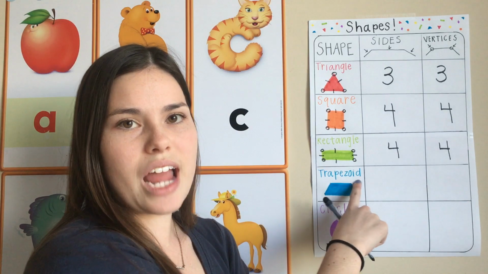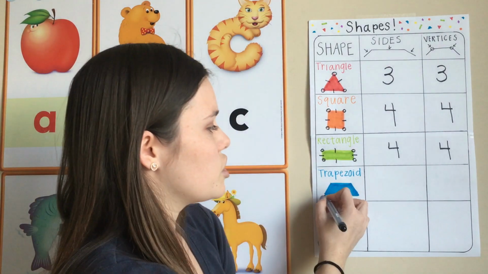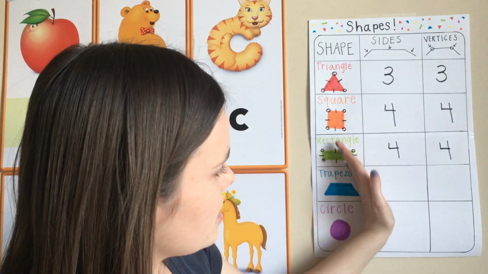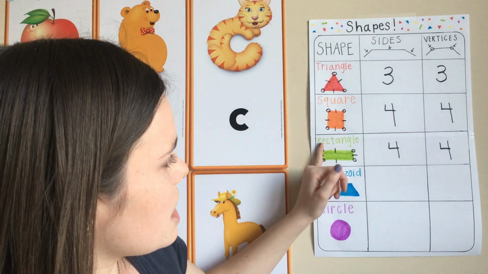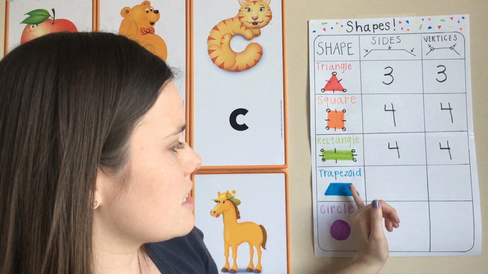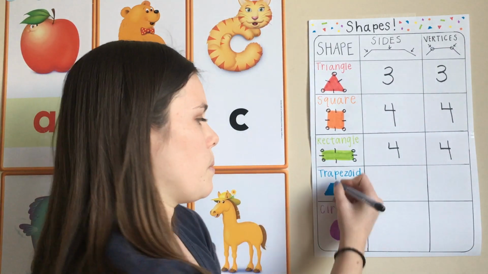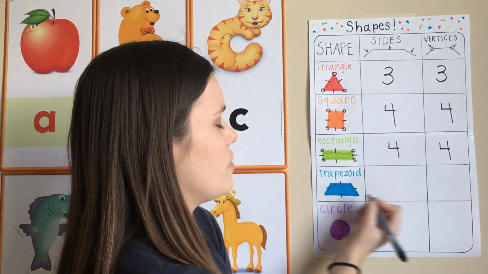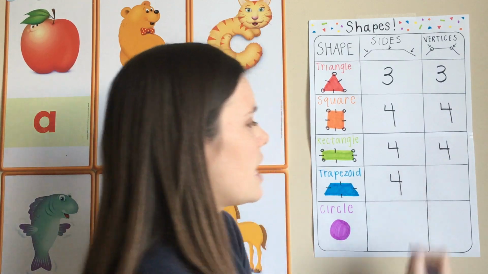Alright, the next one is a trapezoid. Remember, a trapezoid has 2 straight lines and then 2 diagonal lines, 2 slanted ones. So it's not exactly like a rectangle because these are all straight lines, and these are all straight, but these 2 are slanted. Alright, but let's count our sides. 1, 2, 3, 4. A trapezoid has 4 sides.